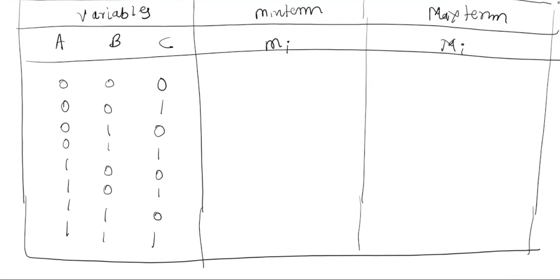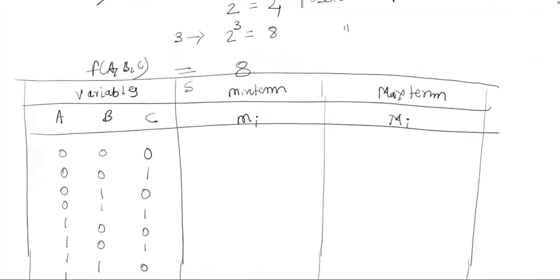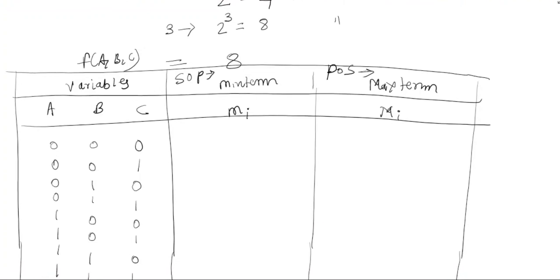Now, in SOP, the minterms are termed as product terms. In POS, the maxterms are termed as sum terms. In SOP, 0 is considered as a bar value. Again I am repeating, in SOP, minterm, to represent the M notations, the 0 value of the variable is considered as a bar value. Similarly, in POS, the value 1 is considered as a bar value.